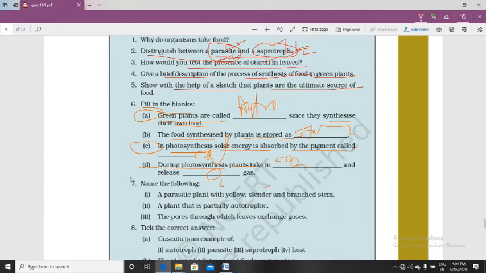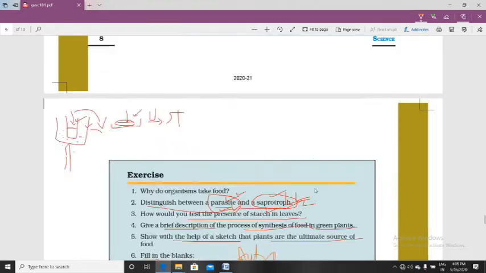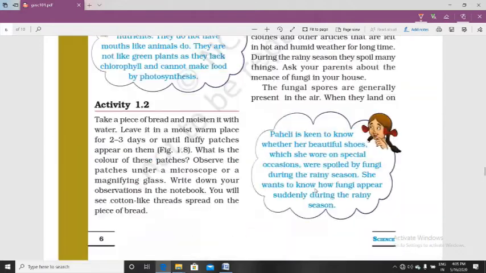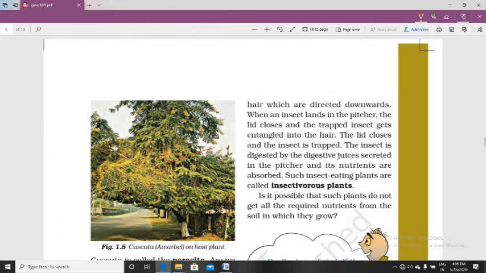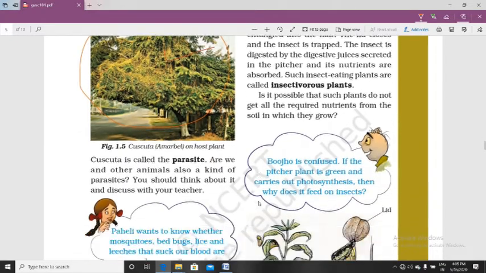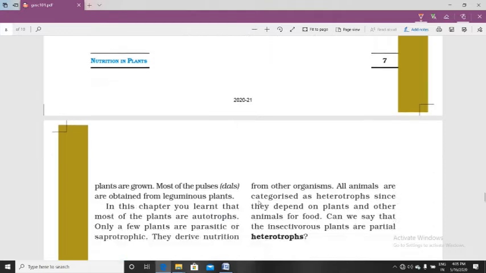Now come to question number 7. Name the following. A. 1. A parasitic plant with yellow, slender and branched stem. Remember, a parasitic plant, it is yellow, slender, and has a branched stem. So remember what this is. This is Cuscuta, also called Amarvel.